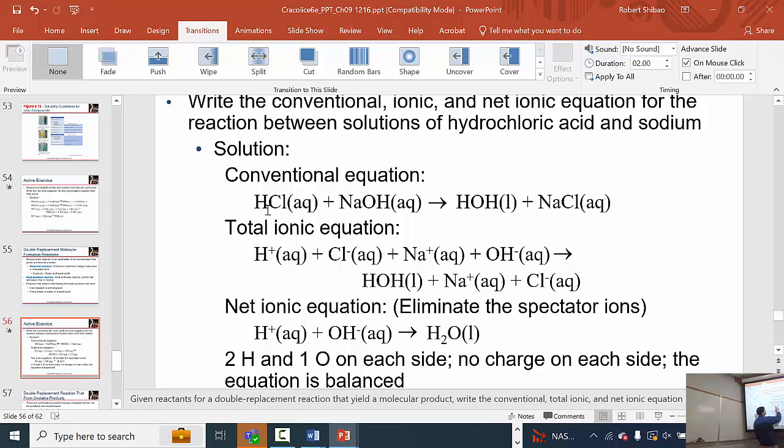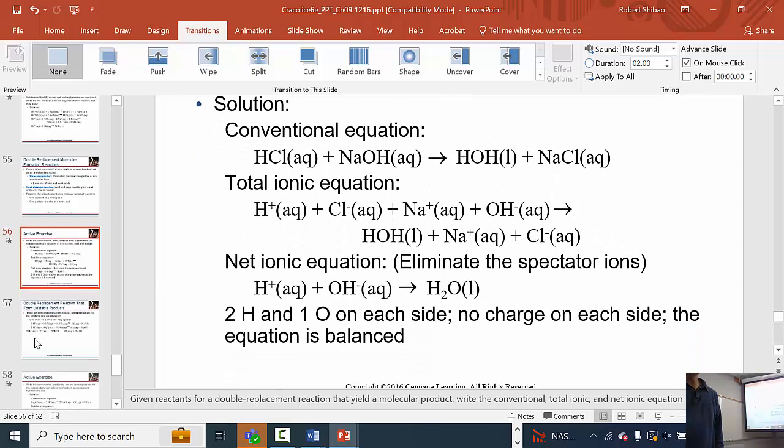Strong acid, we ionize. Sodium hydroxide is a soluble salt. Yes, you might say that's a strong base, but all sodium salts are soluble, so we treat this as a soluble salt, sodium hydroxide, sodium ions and hydroxide. Water, leave alone. Sodium chloride, split apart. So the net ionic is just H plus acid and hydroxide base makes water. But that's just double replacement there.